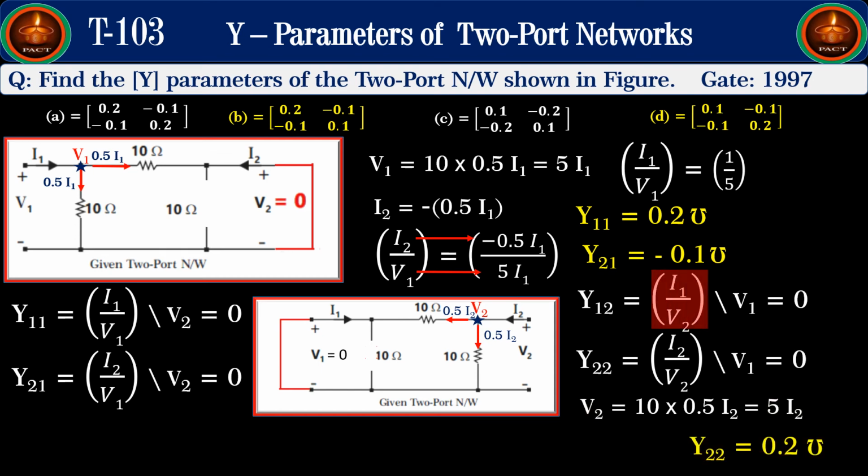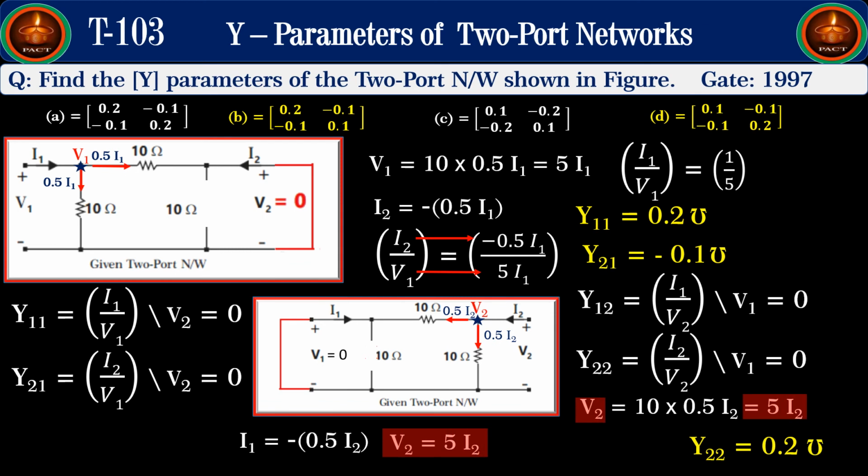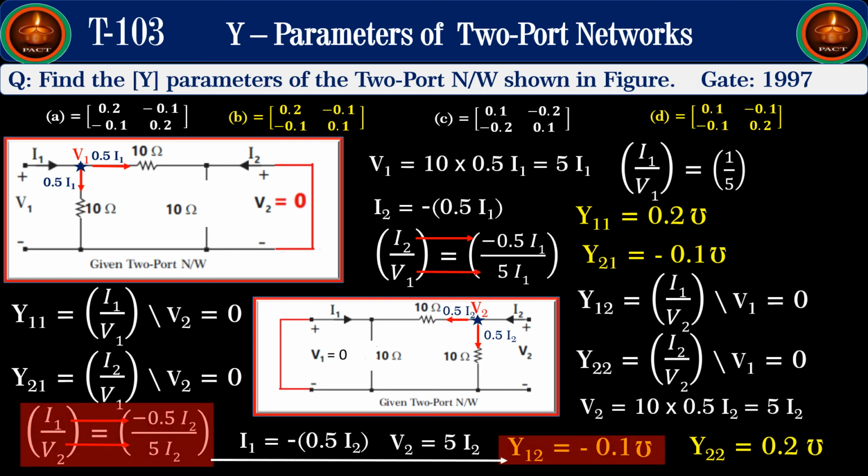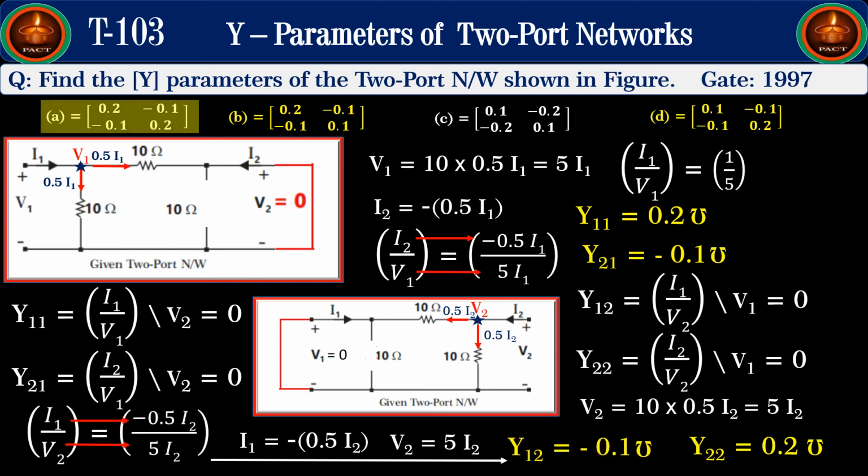Now, to find the ratio of I1 by V2, we know I1 is equal to minus 0.5 I2, and by substituting the value of V2 equal to 5 I2, we get y12 is equal to minus 0.1 mho. So we see that the results we got are the same, and hence option A is the correct answer.